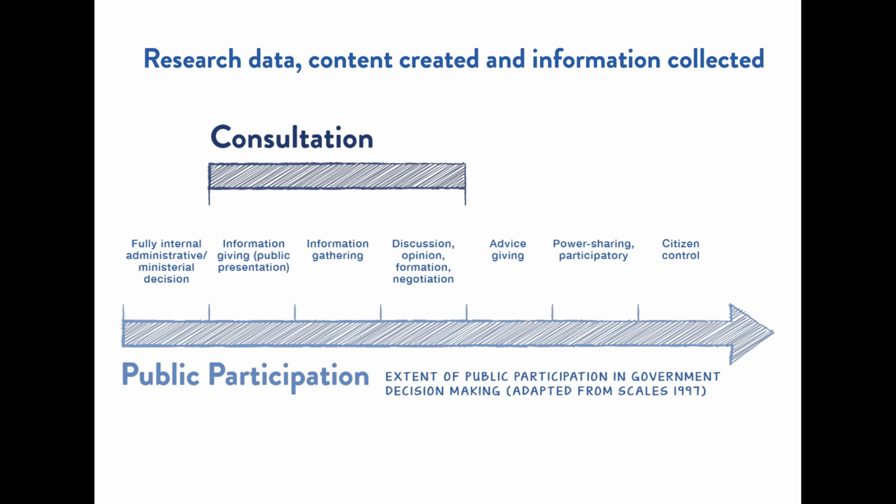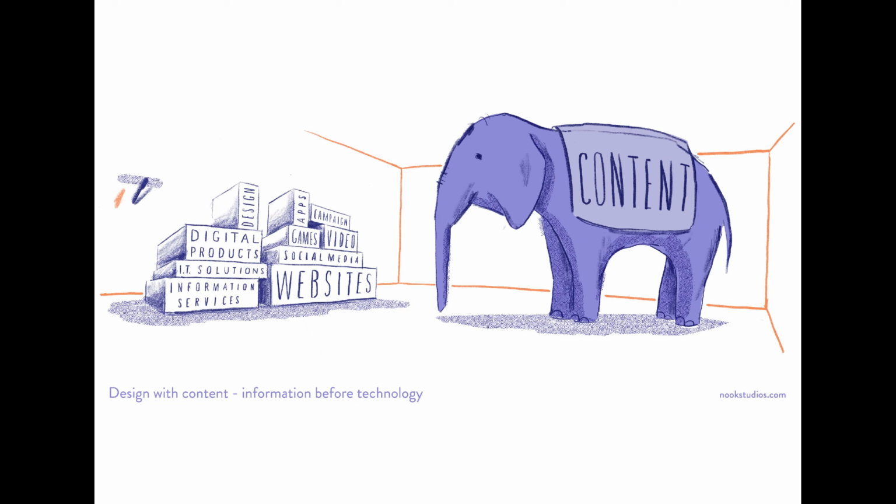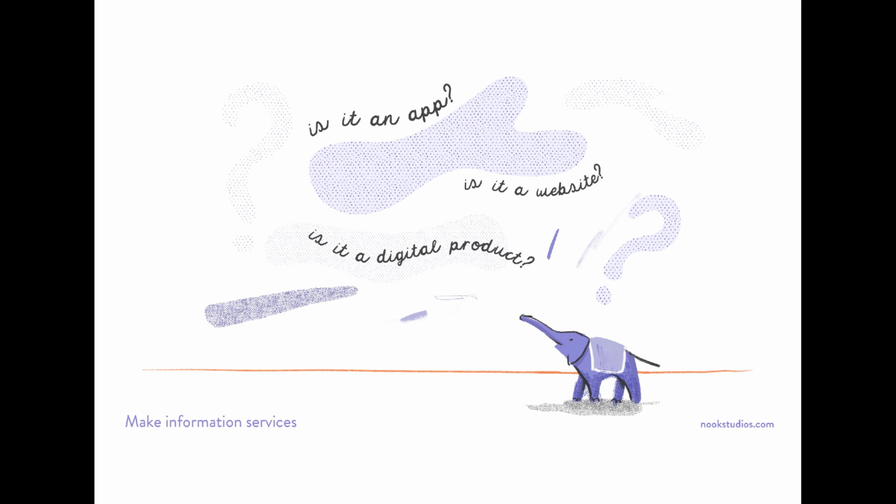How we reuse and share that information for others is really important. So this is our content elephant, and part of the reason we do the advocacy we do in terms of content design and information service design is to get people to really think about it. The focus is usually on the technology before the information. And so unfortunately, there's a whole bunch of people sitting around going, do we need a website?